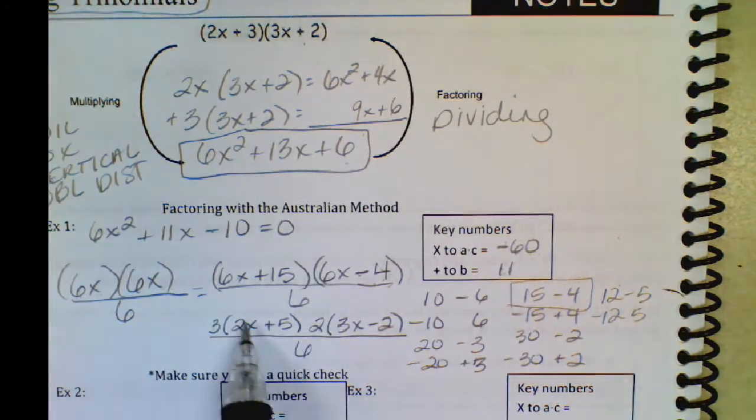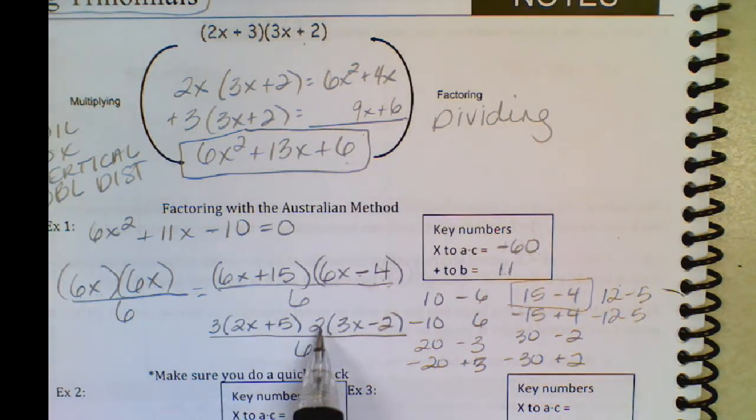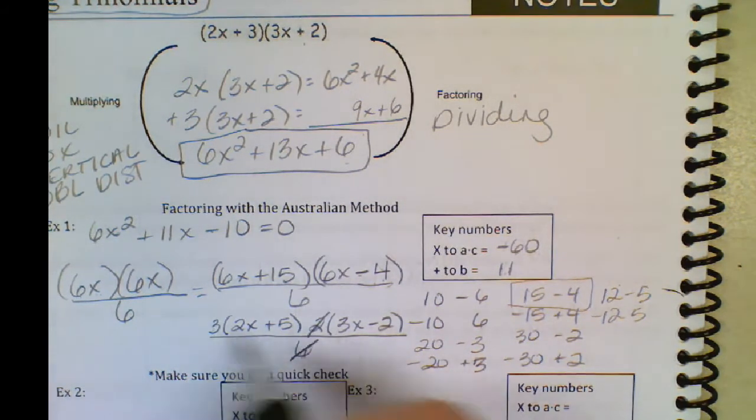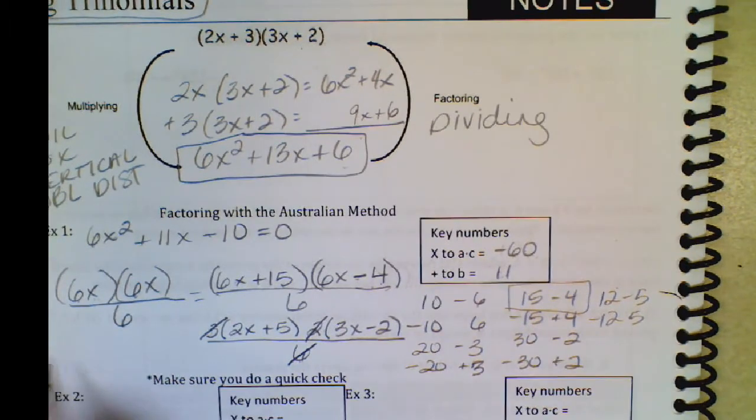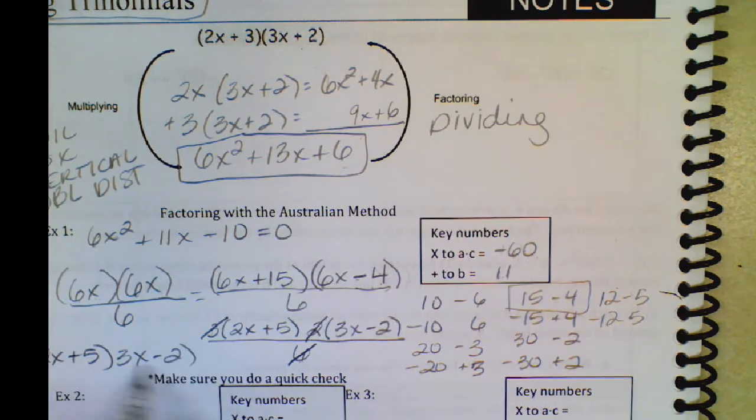Now the interesting thing is, look what happened. These are all being multiplied together on the top. So 3 times 2 is 6, which is going to cancel with that 6 on the bottom. So my factors are going to be 2x plus 5 and 3x minus 2. And I can go ahead and check that and make sure that I end up with what I started with up there.